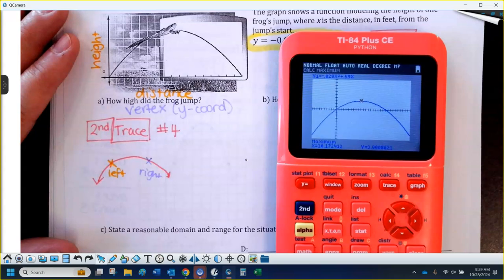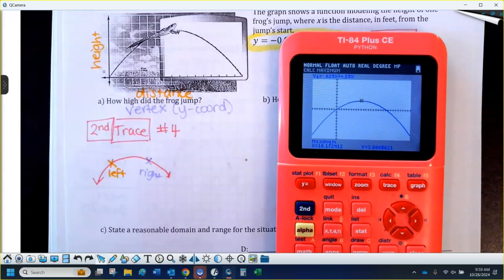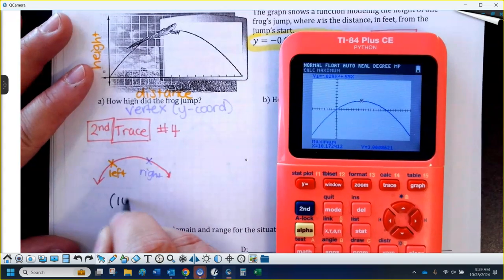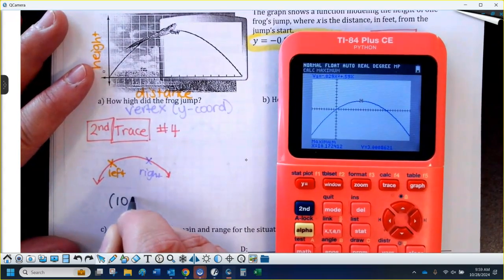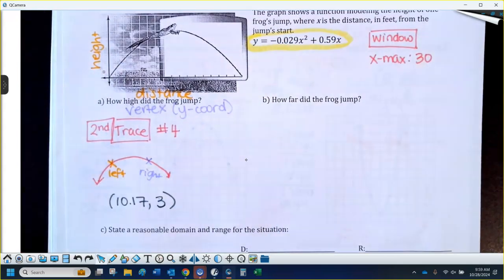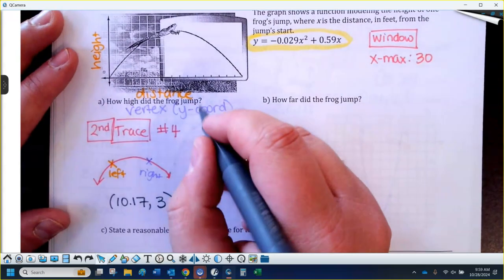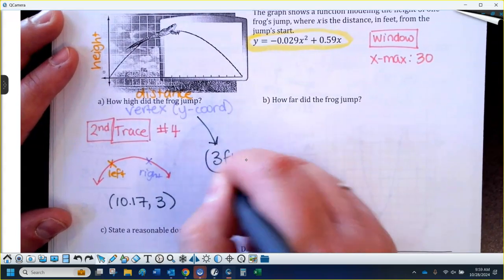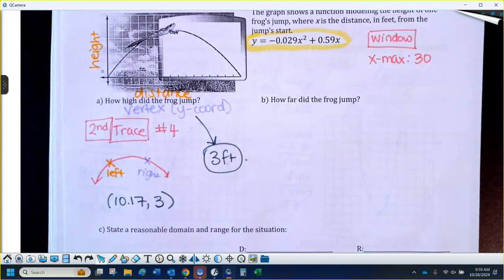And I'm just going to round these to the nearest hundredth because that's what it said in the original directions we had. So I have the point 10.17-ish is my x, and the y is actually 3. Now, the answer to my question here, how high did the frog jump? This should just be 3 feet, the y coordinate of the vertex.